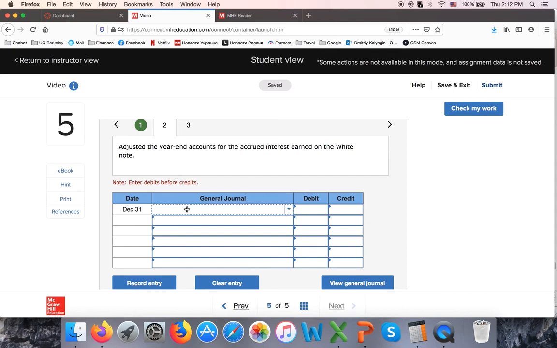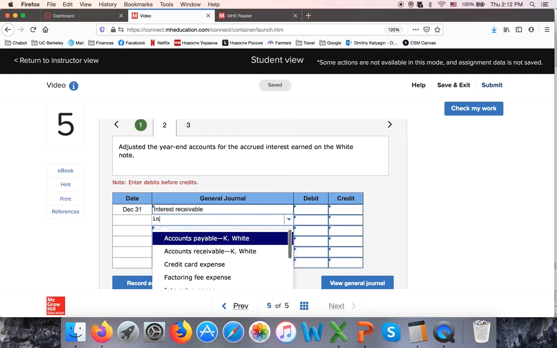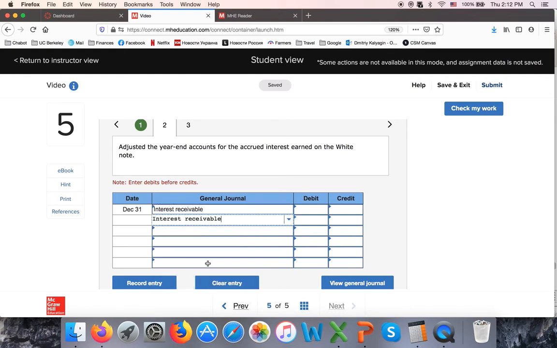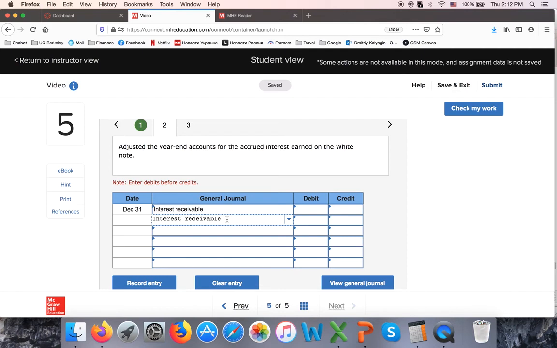Make an adjustment. Debit interest receivable, credit interest revenue. And guys, we already made the calculation. So it's $80. It's interest for 60 days. And then White honored her note when presented for payments.